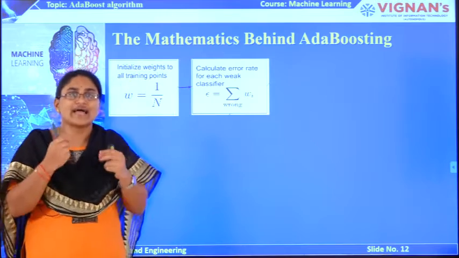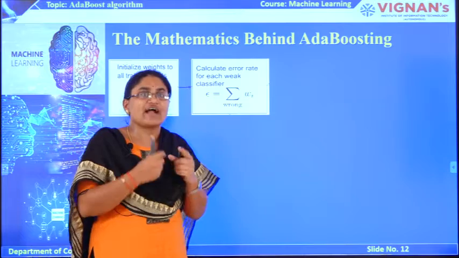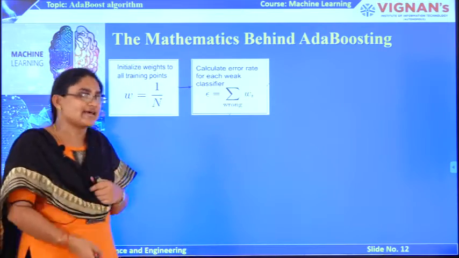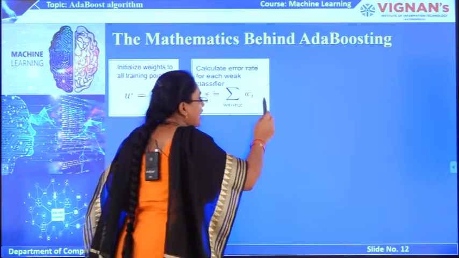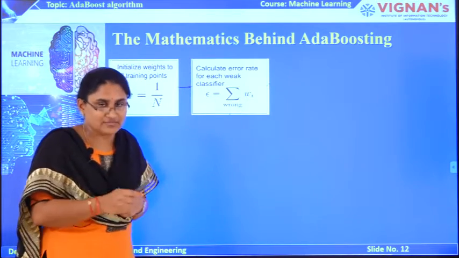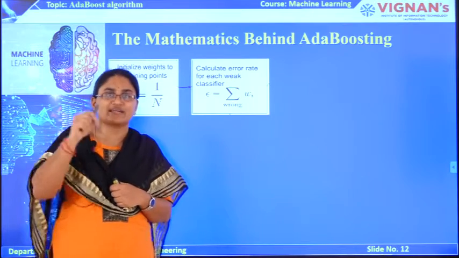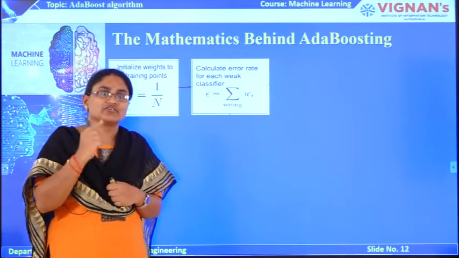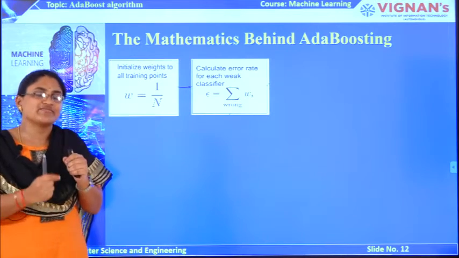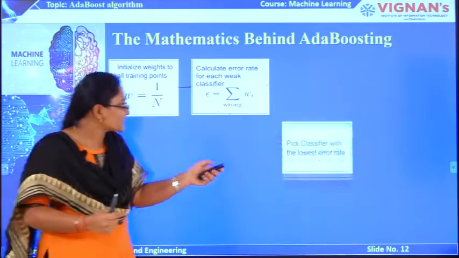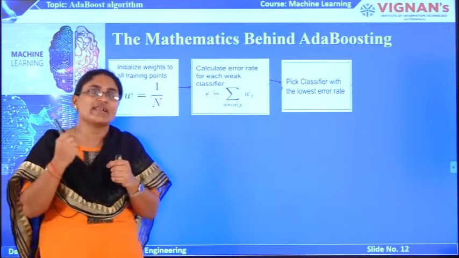Why? Because we need to know how much error is achieved by each data stump. For finding the error rate, we use the formula epsilon is equal to the sum of weights of all the misclassified observations. Here we consider the misclassified observations as the errors for a particular data stump. That's why we calculate the error rate for every data stump. After calculating it, we pick the one base classifier, or data stump, with the lowest error rate.